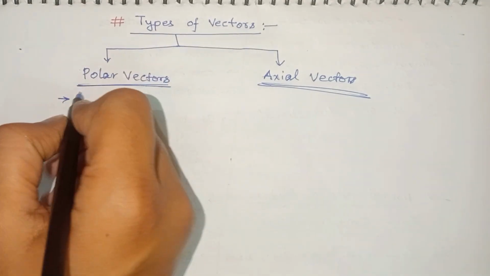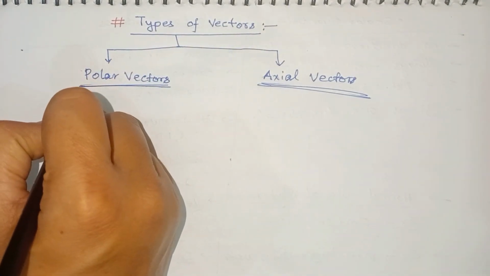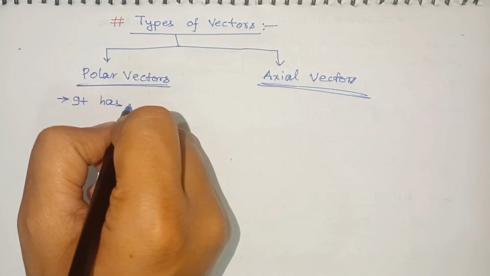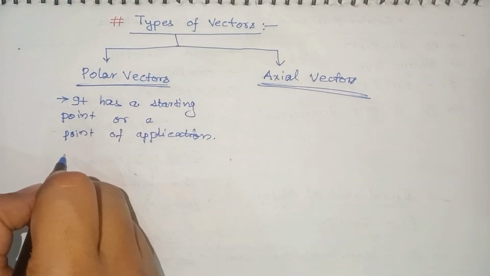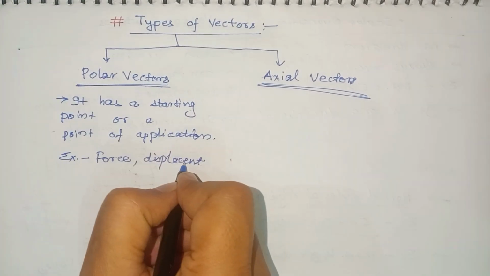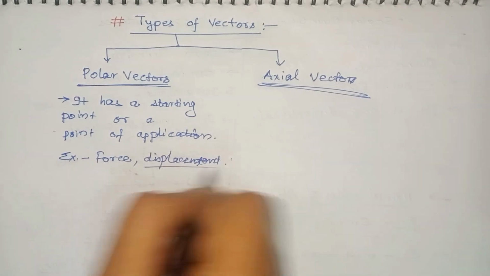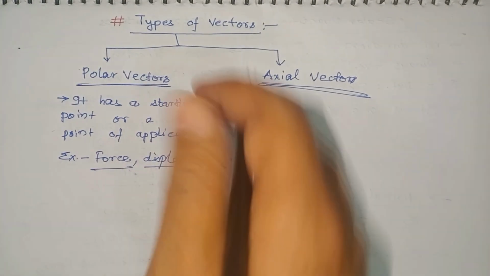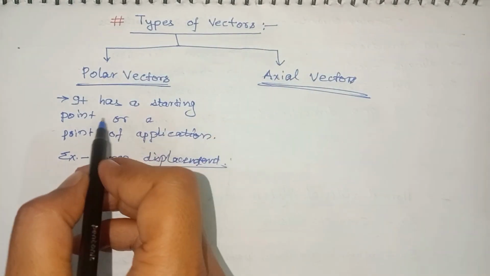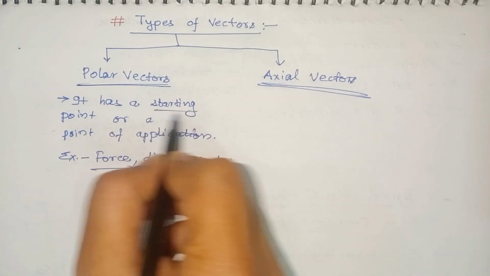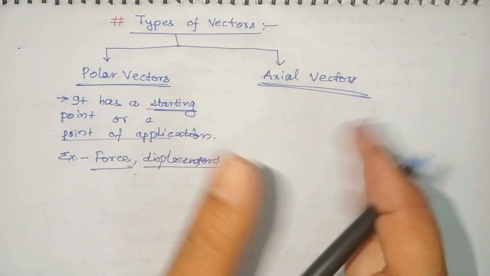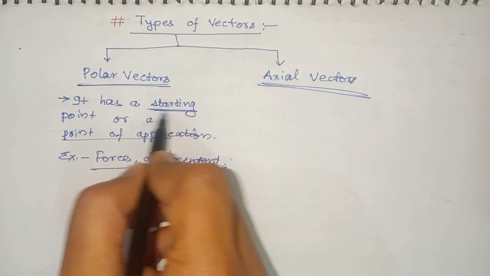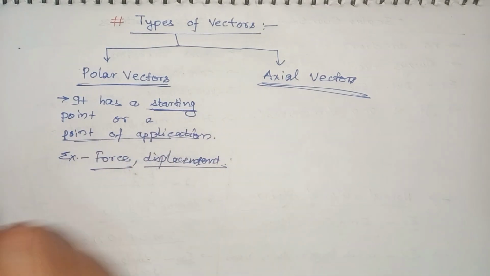Okay? Only two things we should keep in memory. It has a starting point or a point of application. For example, force, displacement. It is displacement, it is force. They are polar vectors. It means it has a starting point or a point of application. Only two things we have to consider. Either it will have a starting point or a point of application.